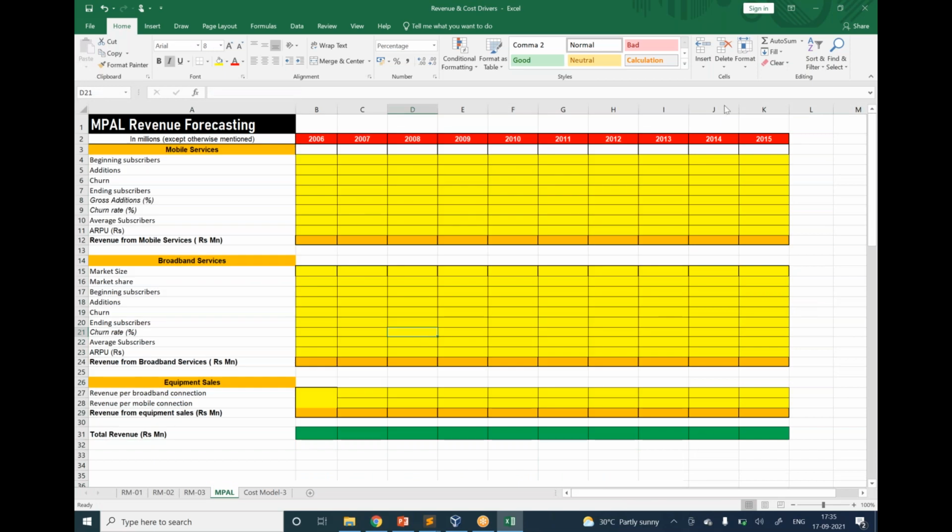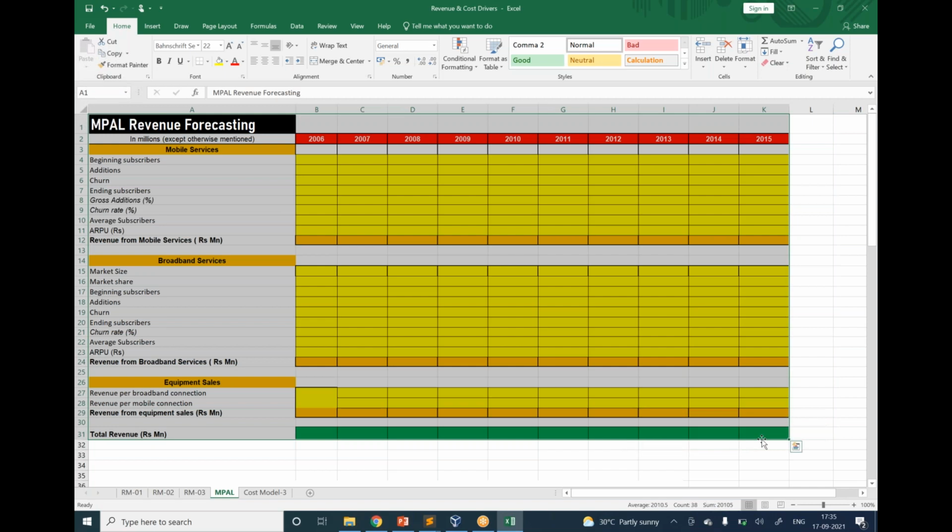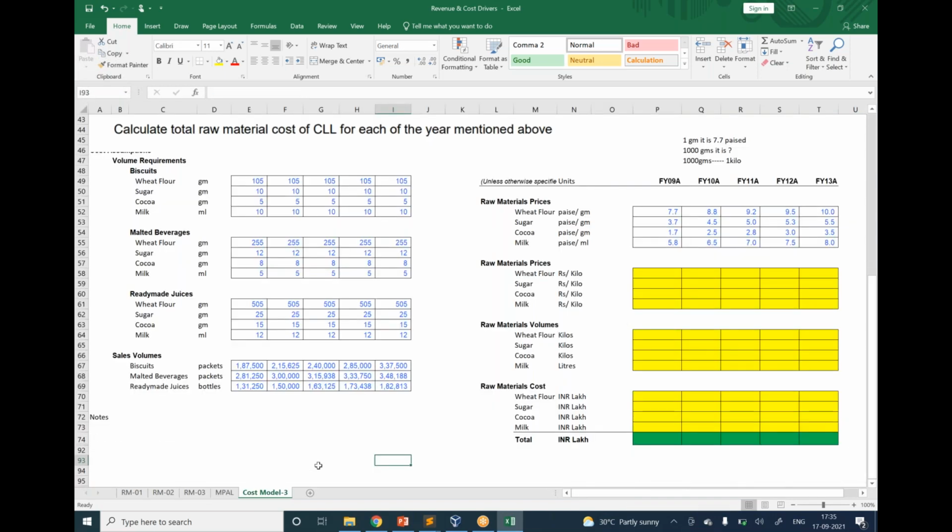I have to give you two assignments for these case studies. One case study I'm going to give you as this assignment. Another assignment I'll give you after I solve this cost model. So the last one which we're going to learn today is calculating the total.